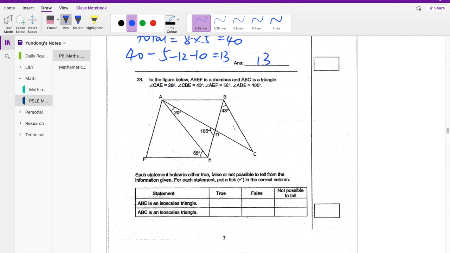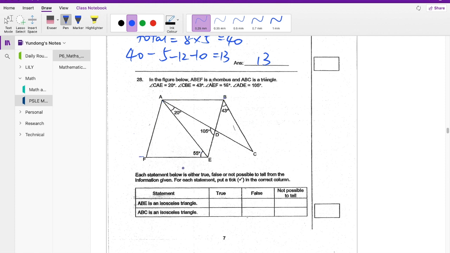Okay, 28. In the figure below, ABEF is a rhombus and ABC is a triangle. It gives us the numbers here. Then check which statement is true, false, or not possible to tell. Okay, let's see this shape first. We see that this is the ABEF rhombus.